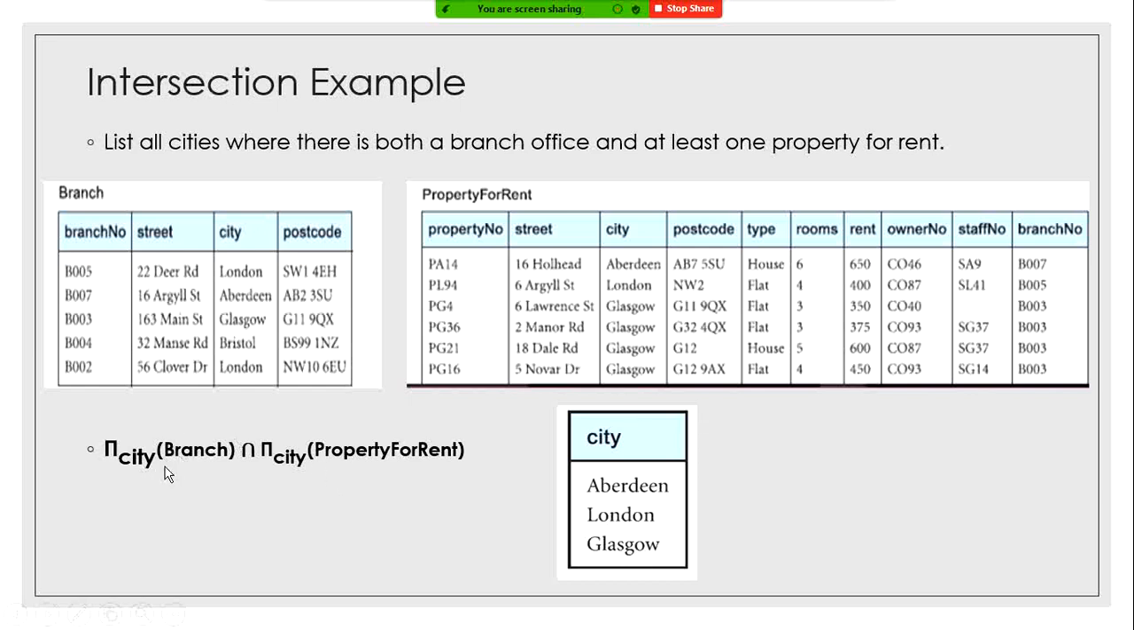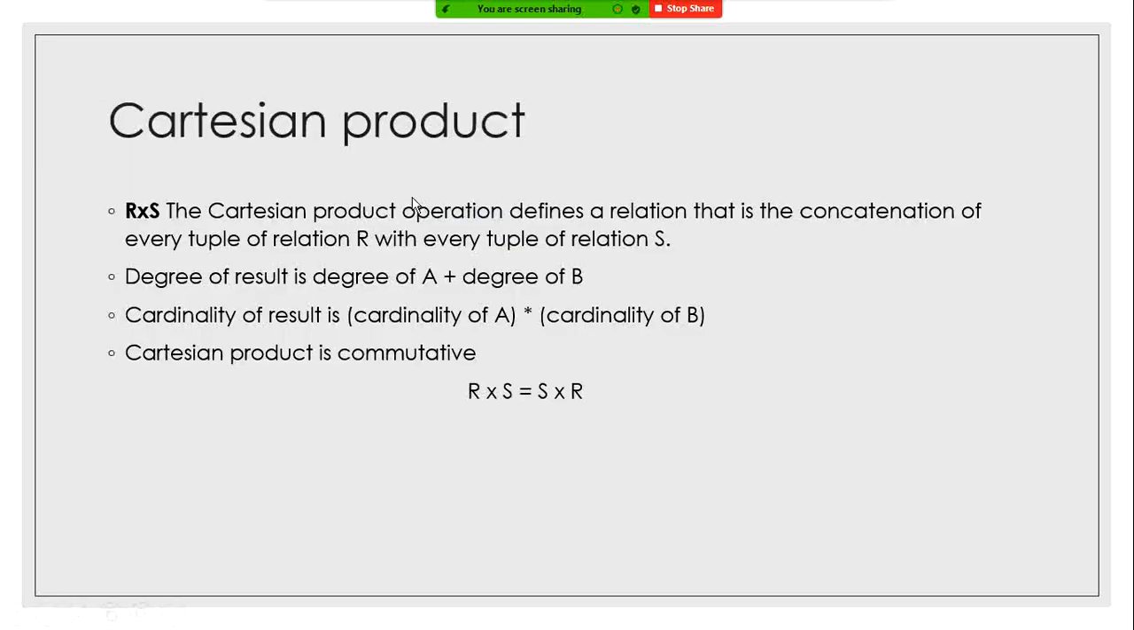This will be the expression. We are selecting city from branch and city from property for rent, and then we have applied the intersection operator. Next we have Cartesian product.